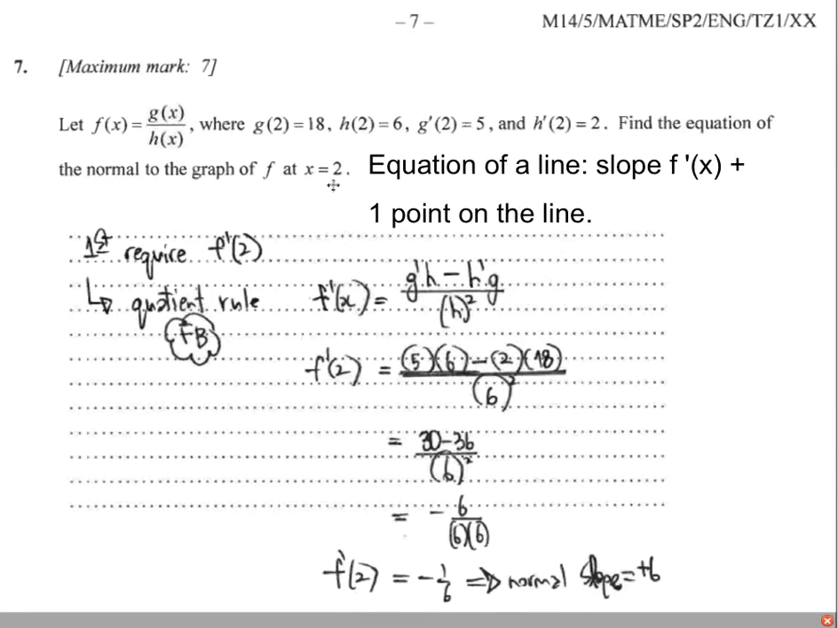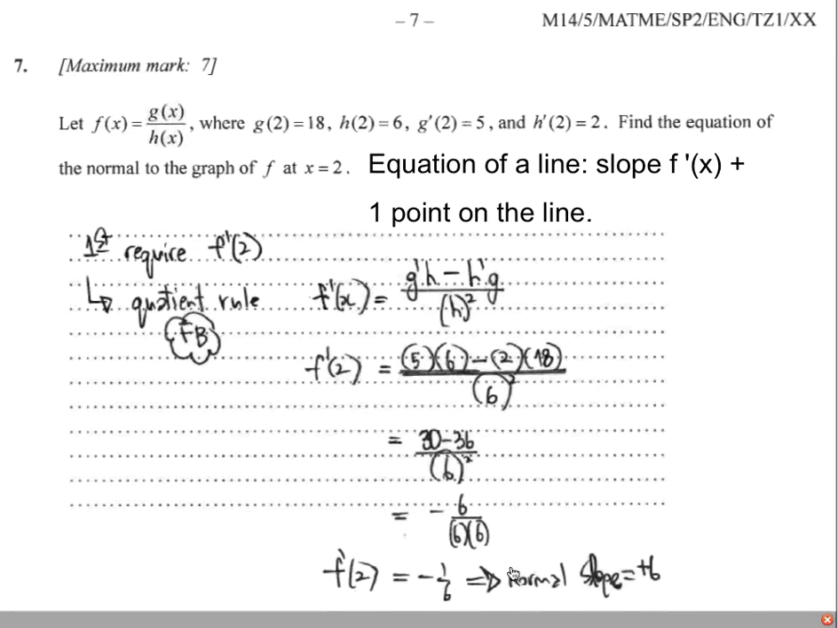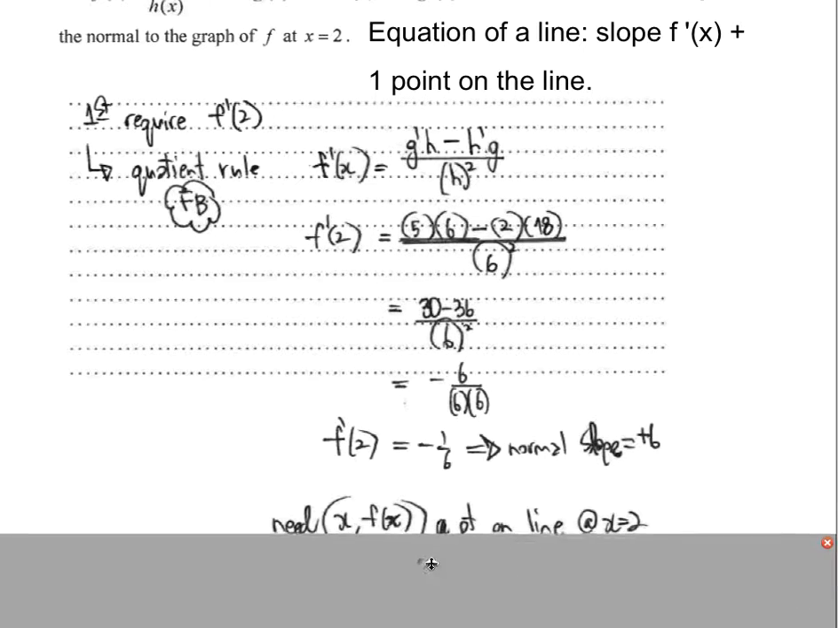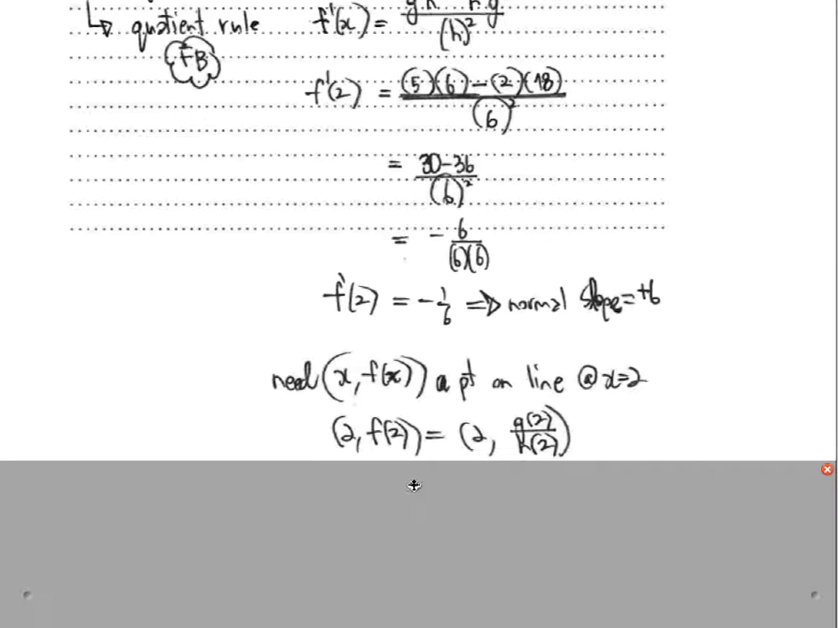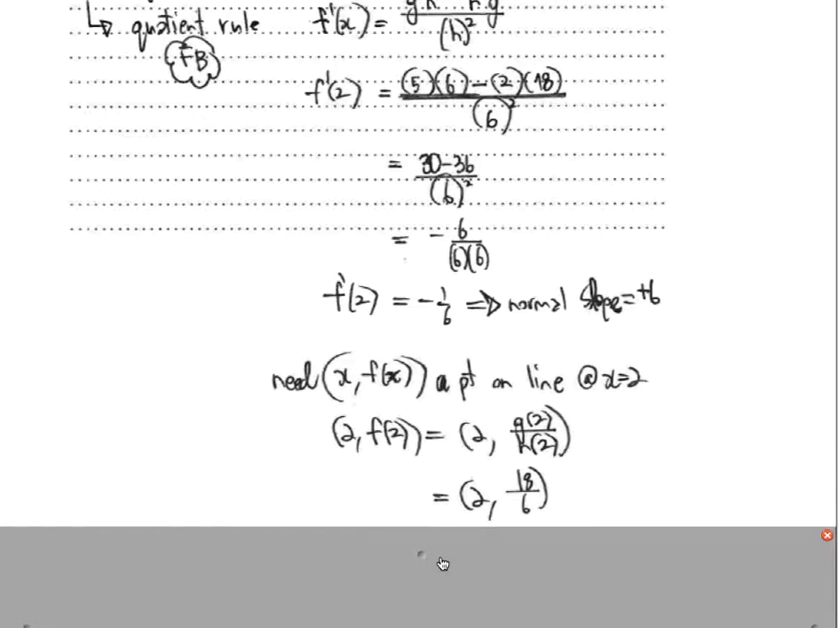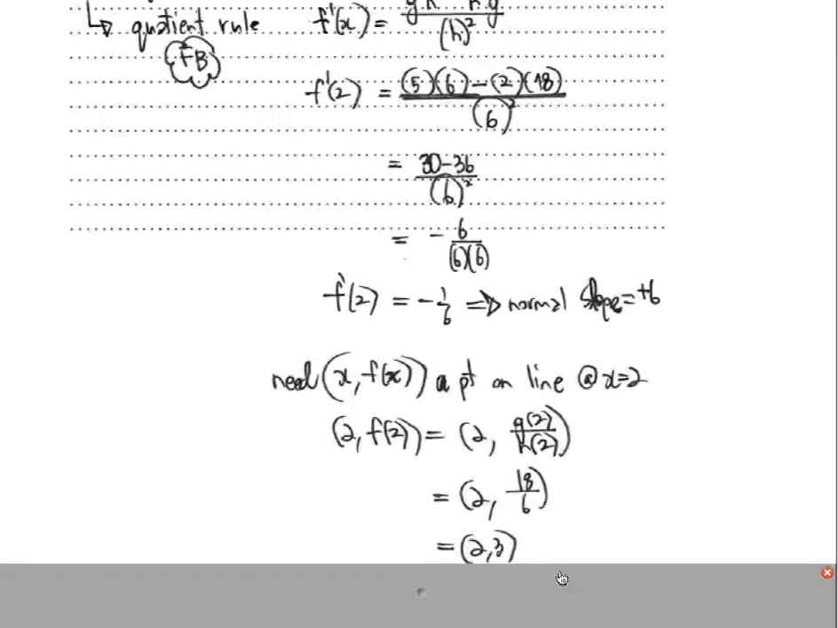We need the point on the line. Well, we know x equals 2, so we have to sub in f at 2. And that's basically what I've indicated there. So we're given x is 2. Now we need the y coordinate, which is the value of the function at 2. The function is g at 2 divided by h at 2, 18 divided by 6, and there you have it.